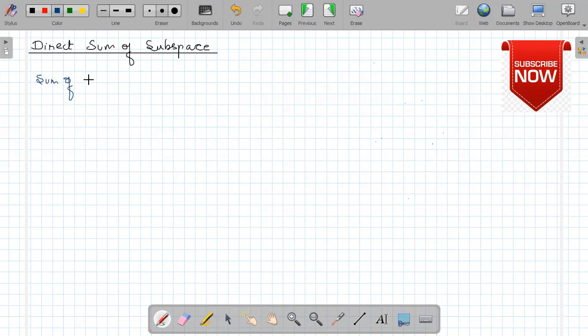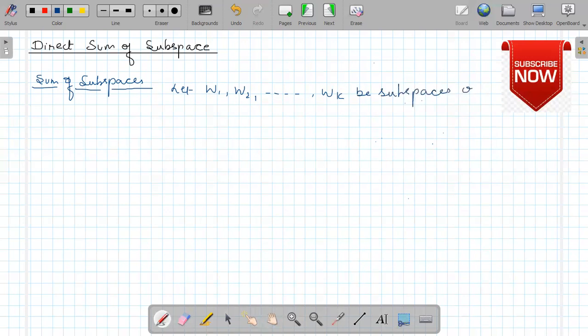Sum of subspaces. So let we have W1, W2 and Wk be some subspaces of a vector space V.